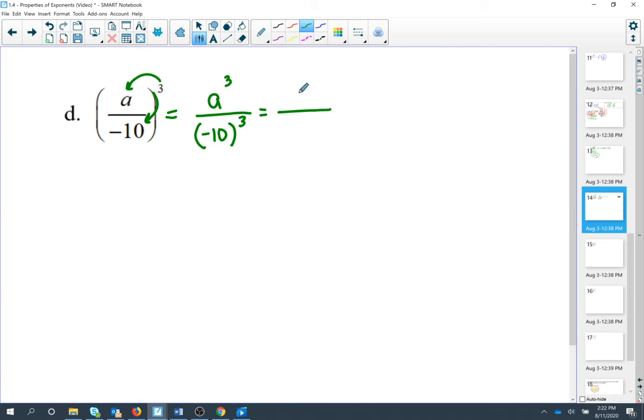So here, I'm going to leave a to the third, and then we're going to have negative 10 times negative 10 times negative 10, which is going to give me negative 1,000. And I would probably just leave your answer like that.